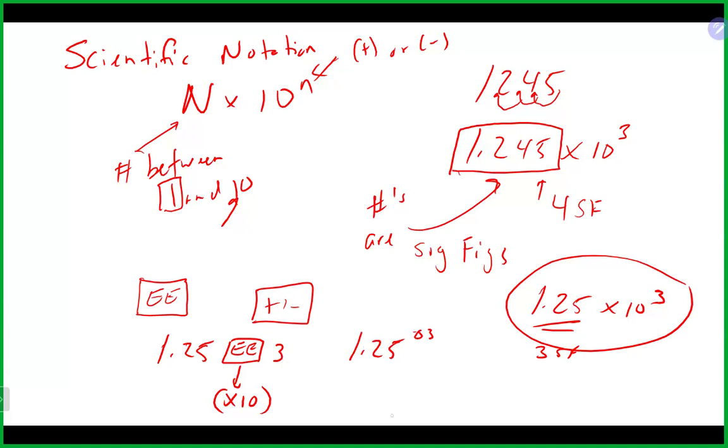Again, if we had a negative exponent, it's basically the same idea. For negative 4, you would go 1.25. Again, you would hit your exponent button.